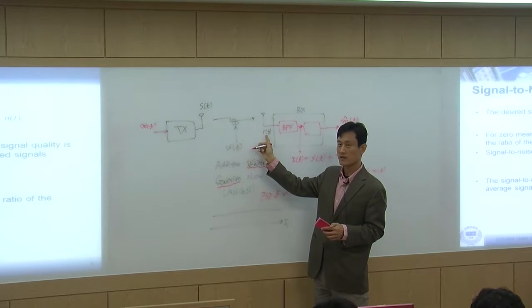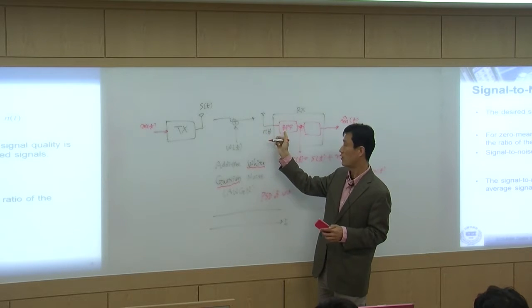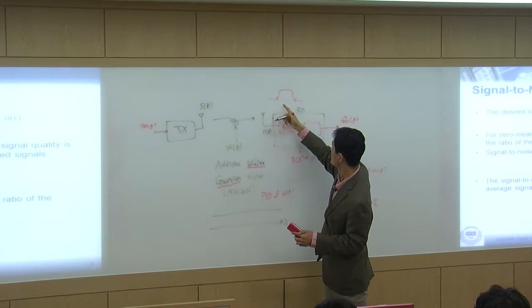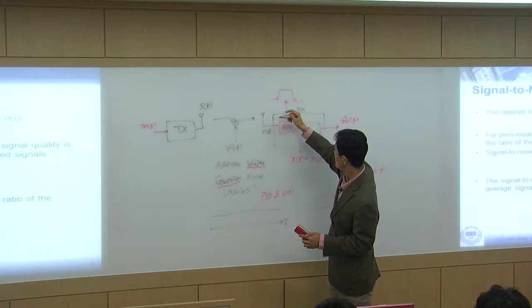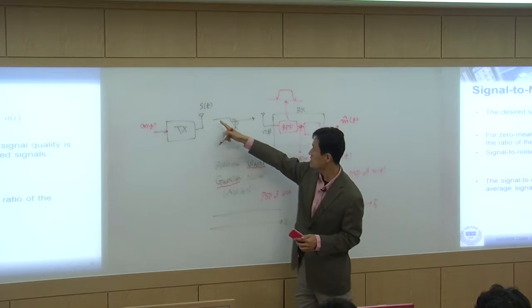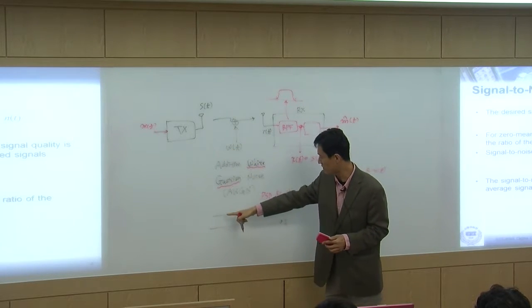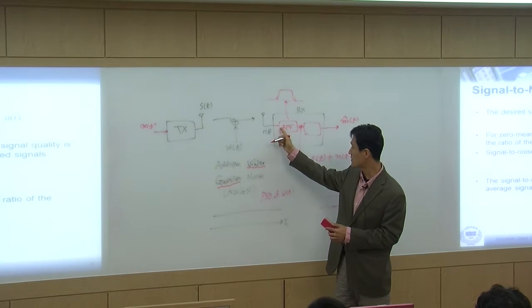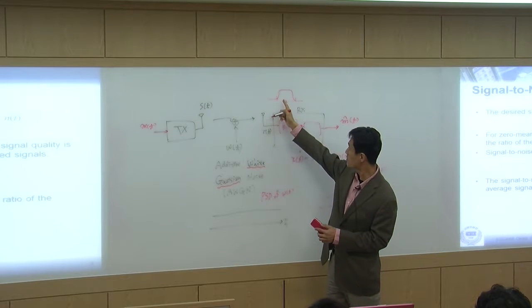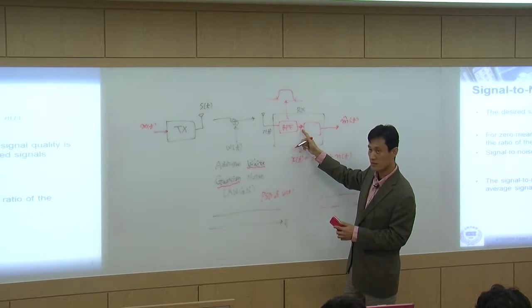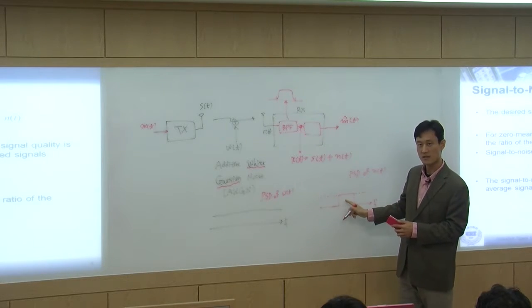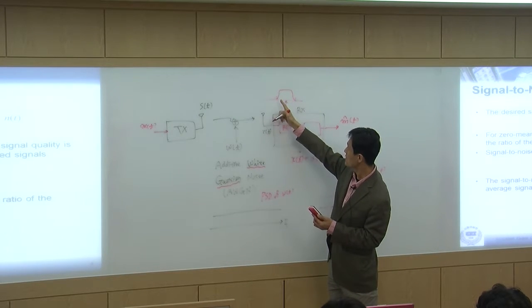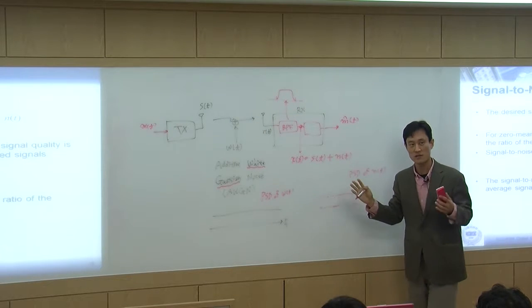This RT goes into the band pass filter. Of course, the band pass filter has its own bandwidth. RT is ST plus WT, but WT is flat for all frequencies. Think of this as the input to the band pass filter, which has a bandwidth. So what's going to be the output? The output will be like this, because the band pass filter will pass only this frequency range.